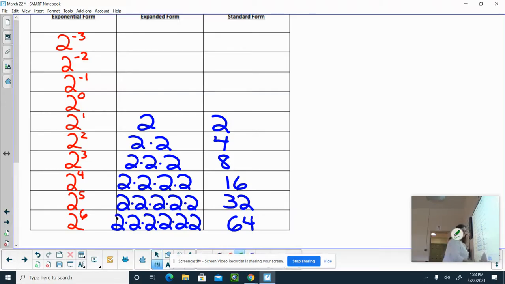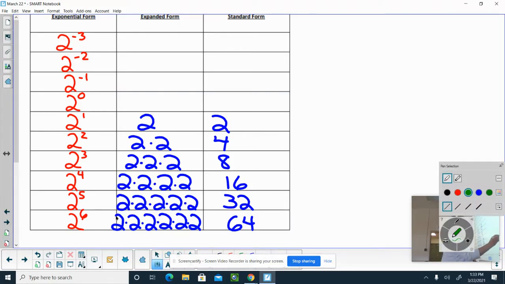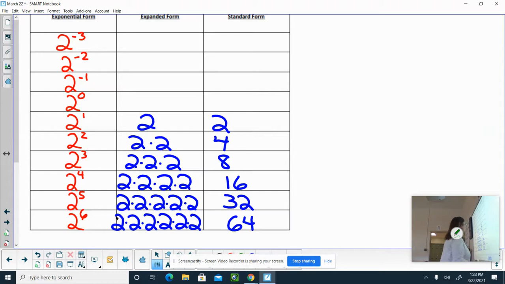Now, there is a pattern here, and that's what we want to recognize, the pattern that is happening. So when we go from 64 to 32 to 16 to 8 to 4 to 2, what is happening is each time it's being divided by 2, the base number.